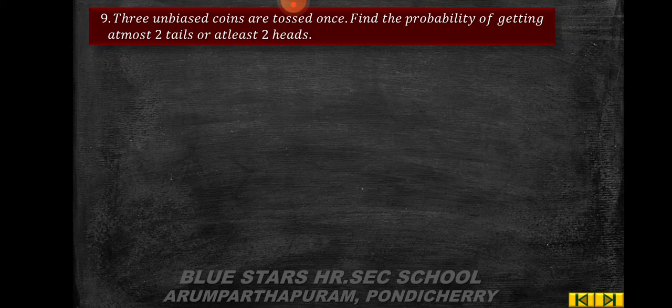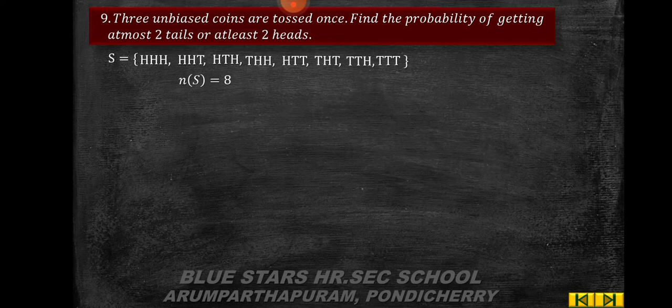Problem number 9. 3 unbiased coins are tossed once. Find the probability of getting at most 2 tails or at least 2 heads. So here S is the sample space when 3 coins are tossed. So n of S is equal to 8.